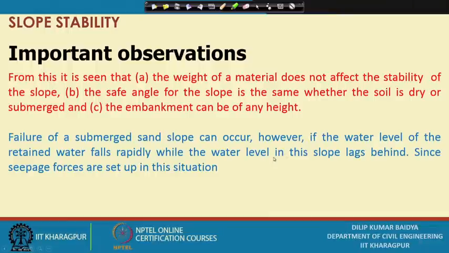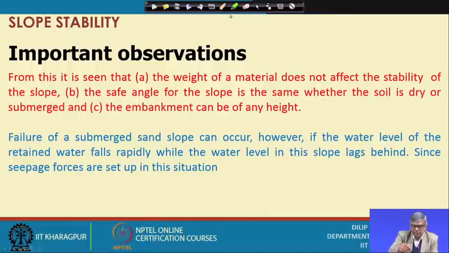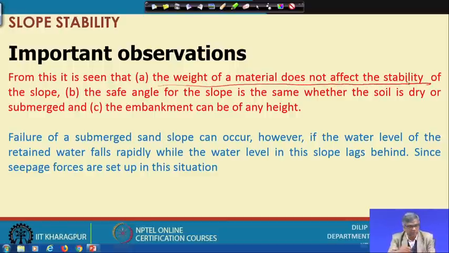Now, from here you can make a few important observations. You can see that from this it is seen that the weight of a material does not affect the stability of the slope. Whether it is made of steel, quartz or anything, if the friction concept is the same, then it does not matter; it depends only on phi, the angle of shearing resistance. Actually the weight of the material is not there at all.